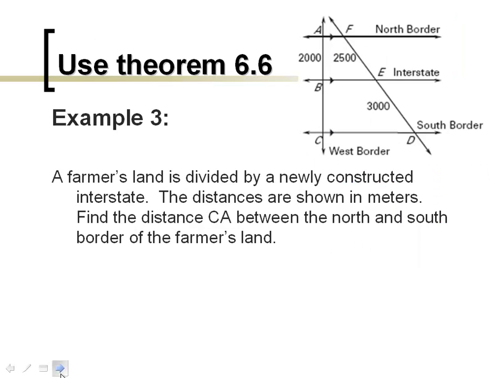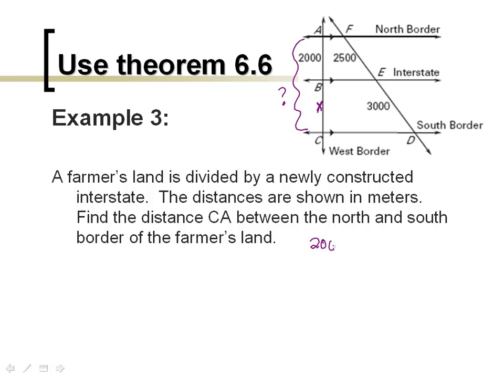So let's use this. It says a farmer's land is divided by a newly constructed interstate. The distances are shown in meters. Find the distance, CA, between the north and south border of the farmer's land. So we want to find this whole entire distance. That's my unknown. So in order to find that, I'm going to set up a proportion. I don't know this, do I? Let's set up a proportion to find that first, and then we'll find the whole distance.